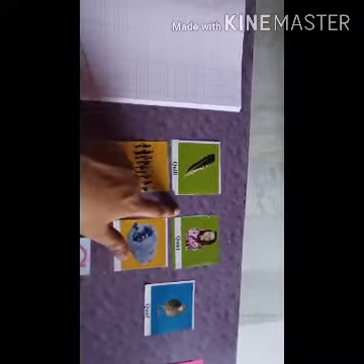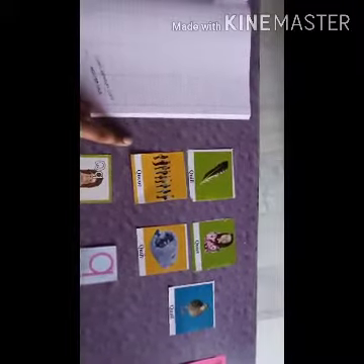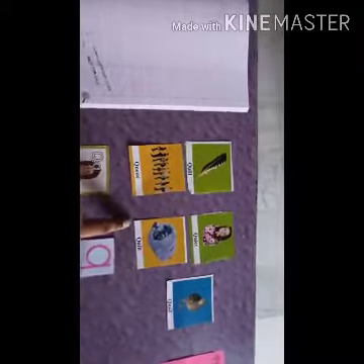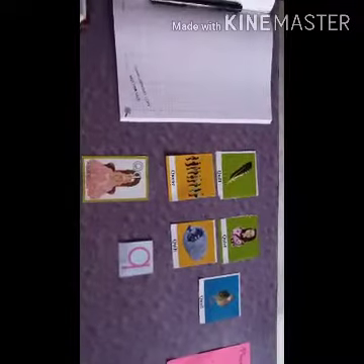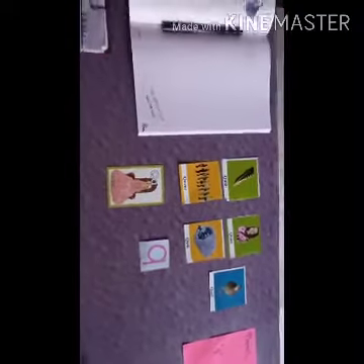Q, qua, quill. Q, qua, quilt. Now we write the letter Q. Which letter did we learn today? Letter Q. Now we write the letter Q.